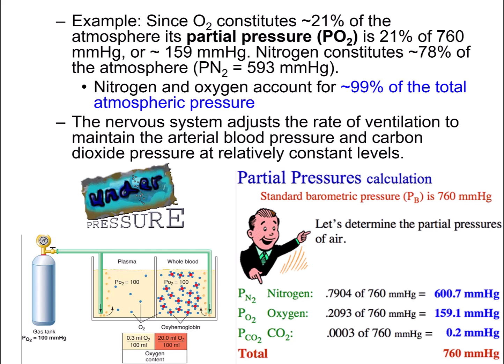Well, the nervous system is going to adjust the rate of ventilation to maintain the arterial blood pressure and carbon dioxide pressure at relatively constant levels. So whenever we refer to a particular amount of gas in the body, we always refer to it as its partial pressure within the body. How much oxygen we have? Well, it's the partial pressure of oxygen that's going to refer to that.